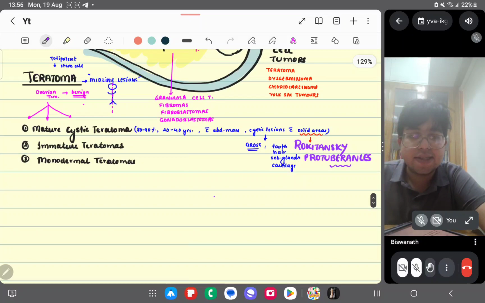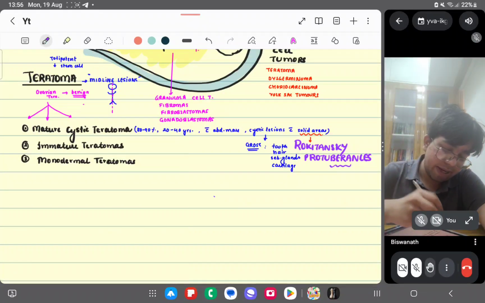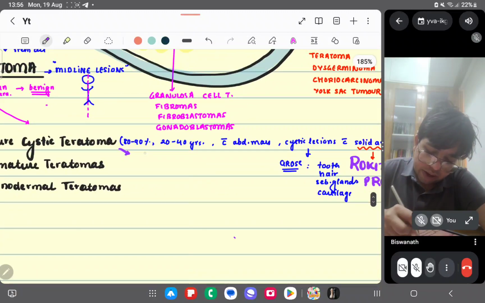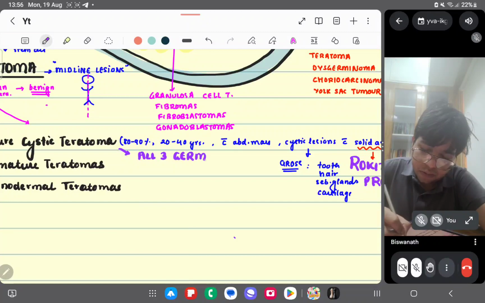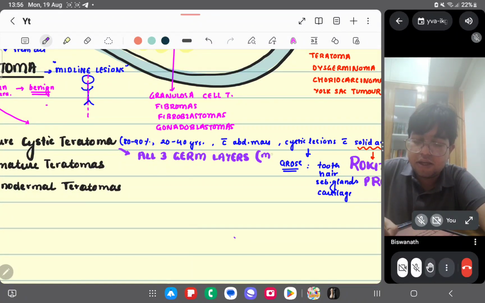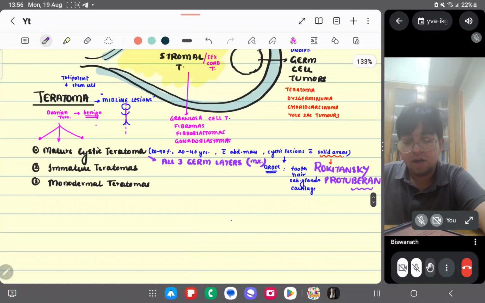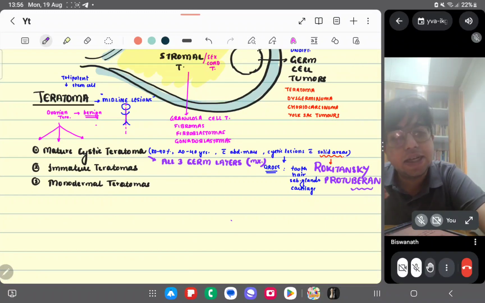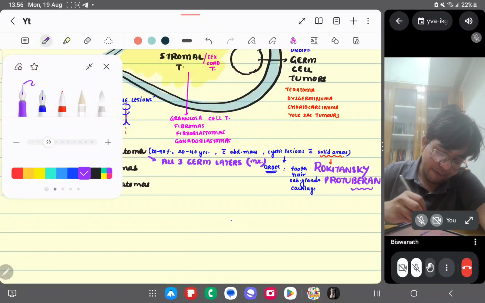Rokitansky protuberances, right? And in the microscopy, the teratoma has all three germ layers present. So in microscopy, we have all three germ layers in the microscopic finding. Understood? So that was about the cystic teratoma, and now let's talk about the immature teratomas.